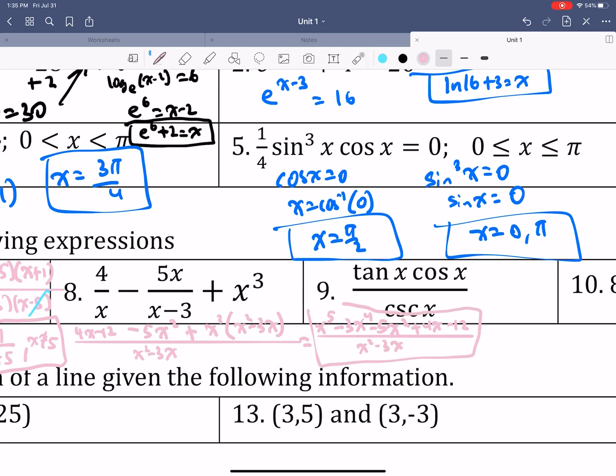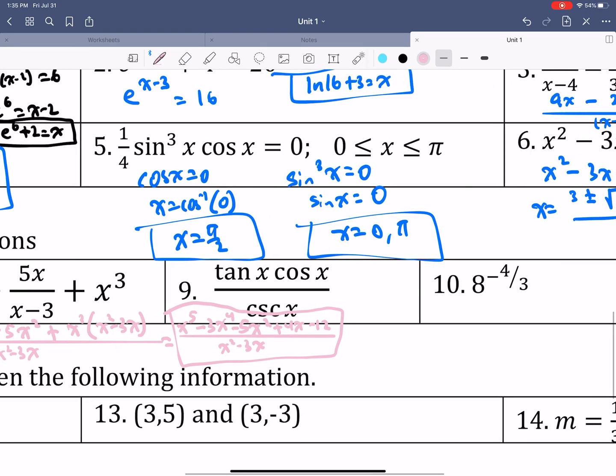So this is not going to simplify further. And if you need to check your work as you're doing it, I strongly recommend using Wolfram Alpha because it'll help you check your answers as you're doing your work. Okay, now let's do number 9.